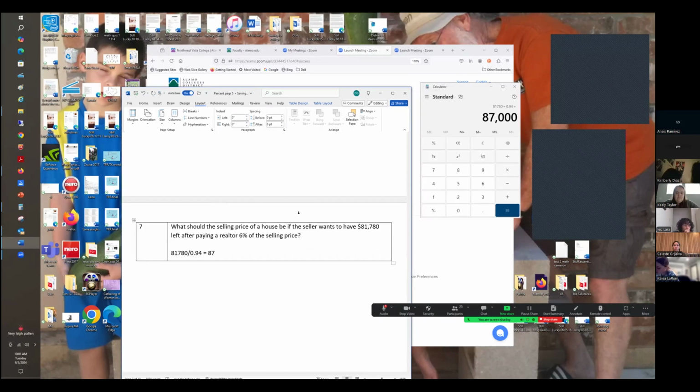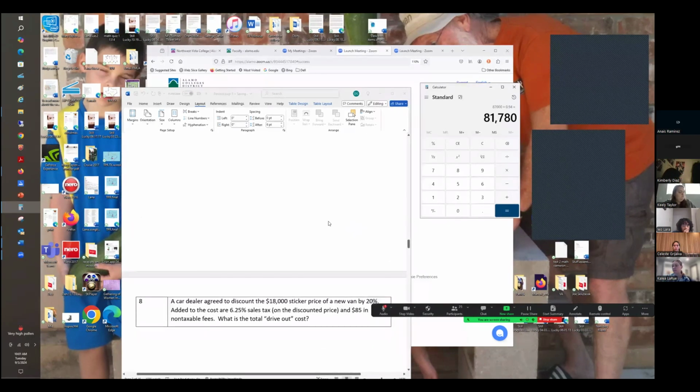Now notice you can check it out either by multiplying that by 0.06 and subtracting it, or just multiply it by 0.94. Calculate the seller's part. It's 81,780. There it is.